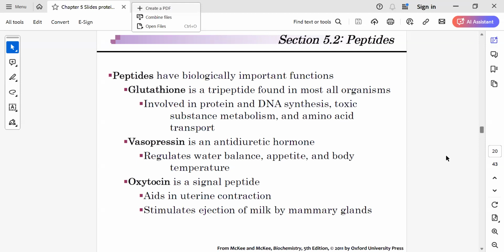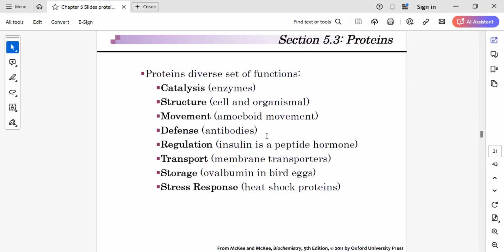The next thing is we are going to look at the diverse functions of proteins. Proteins generally have diverse functions. One is catalysis. When we say catalysis, it means the protein can serve as an enzyme. And remember, enzymes are substances that speed up the rate of biological reactions. For example, we have a reaction where A and B produce C and D.